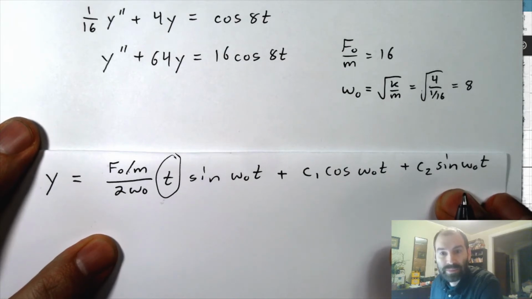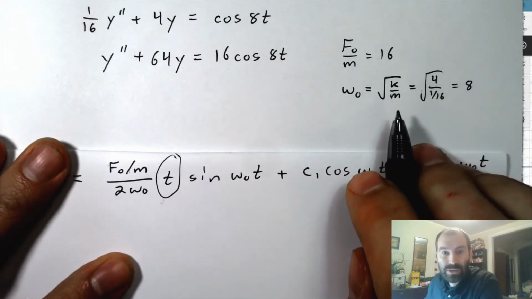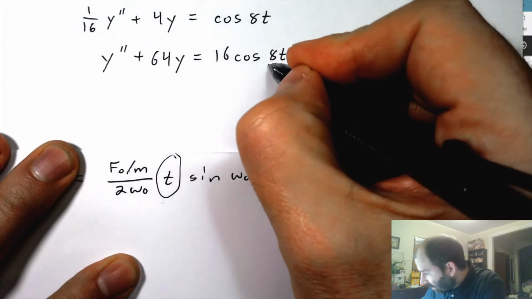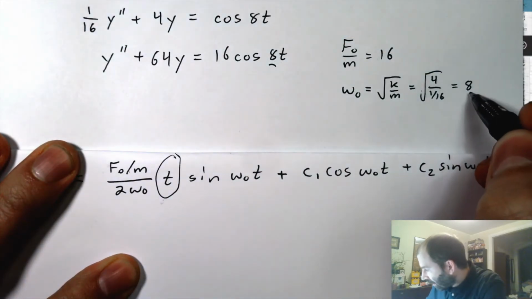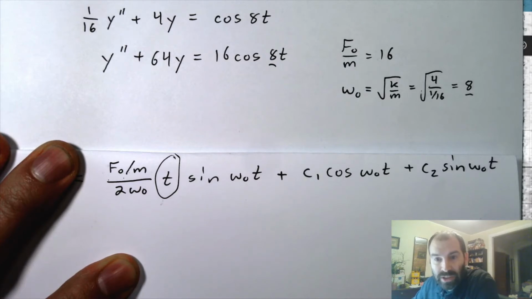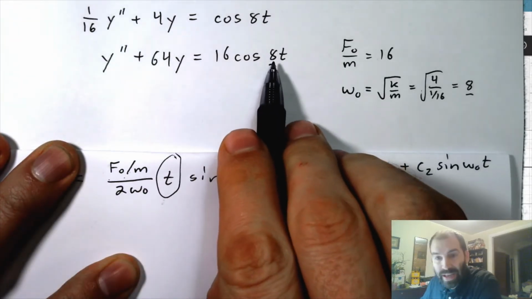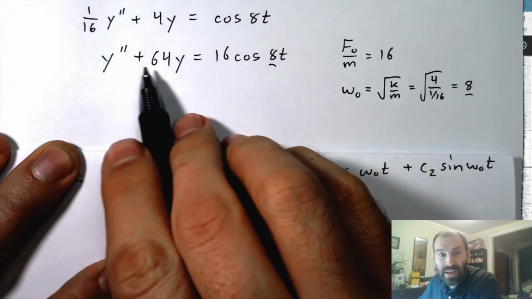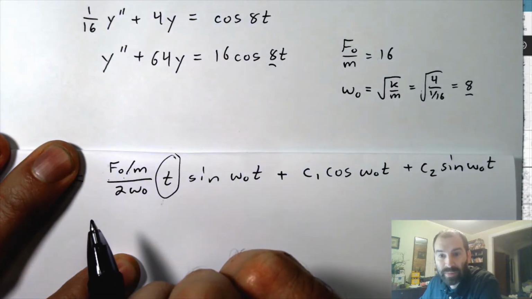Okay. And this is the issue. Notice that omega naught is the same as omega. So we are in a situation where the forcing function has the same frequency as the natural frequency of the spring.